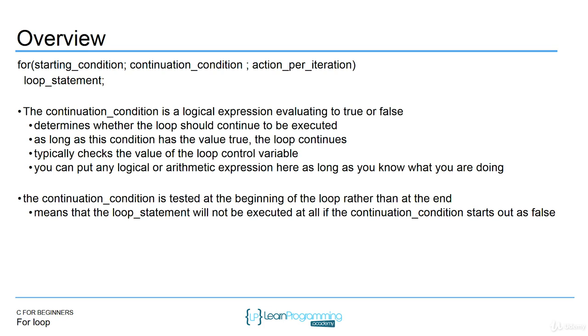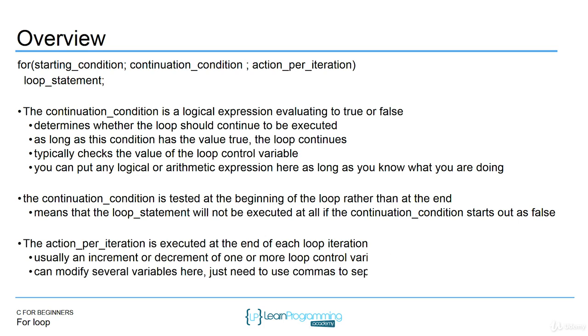The continuation condition is tested at the beginning of the loop rather than at the end. This is referred to as a pre-test loop. You'll notice the difference when we talk about the do-while loop, which is a post-test loop. What this means is that the loop statement may be executed once, or it may be executed 0 times. It all depends on whether that continuation condition evaluates to true or false. If it evaluates to false, you're never going to execute the body. If it evaluates to true, you'll execute that body at least once.